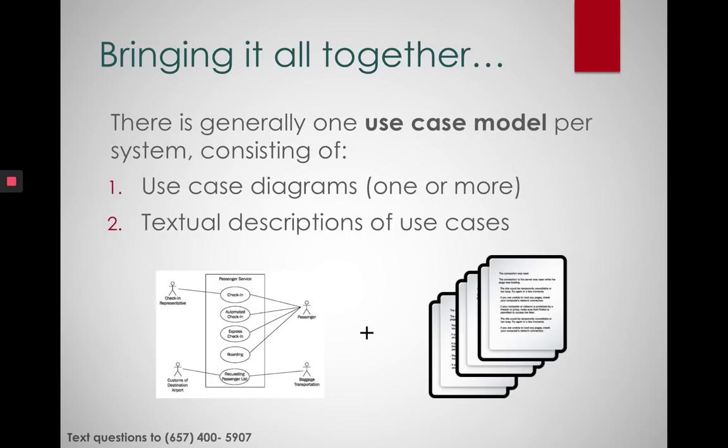Bringing it all together, what a system usually has in terms of use cases is one use case model per system. And what the use case model consists of is one or more use case diagrams and then textual descriptions of all the use cases in that diagram. So a lot of times you'll just have one use case diagram for a system, but sometimes you might split it up if it's especially large or if you want to look at it different ways. So the diagram and the textual descriptions together make a use case model for a system.